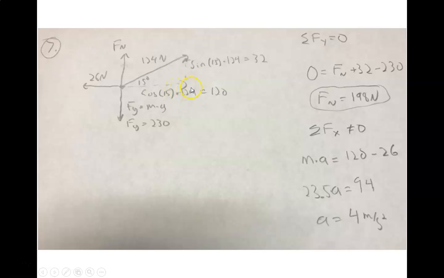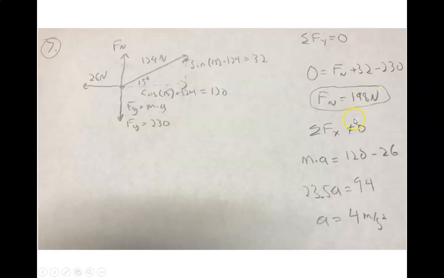Alright, so the first thing we want to do is we can say that the forces in the y direction cancel. But not the forces in the x, because we said it's moving only parallel to the floor, so it's not accelerating up or down. So we can use 0 equals Fn, which is up, plus 32, which is up, minus 230, which is down. Okay, and we get the normal force is equal to 198 newtons.